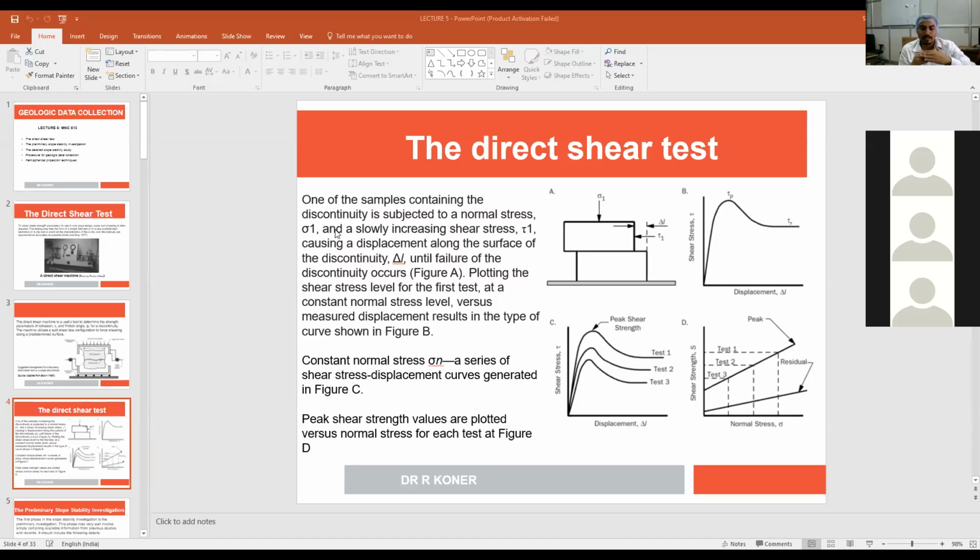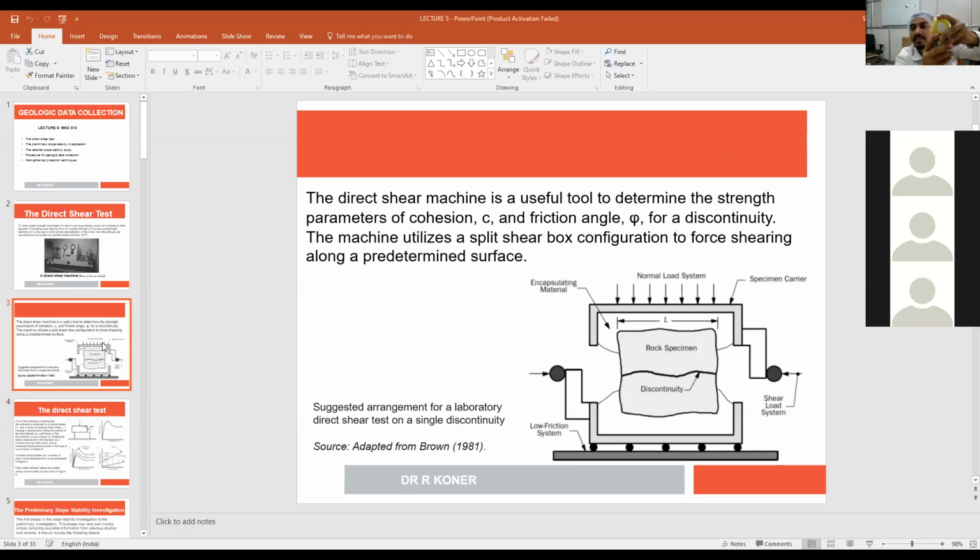I am telling that between these two samples, this sample is fixed. Now I am applying a horizontal force along this direction. There is a constant normal load applied, that is sigma n. You can see in the last figure, constant normal load is applied. That constant normal load represents the overburden pressure on which the sample is undergoing. Under that constant normal load, now I am applying horizontal force.